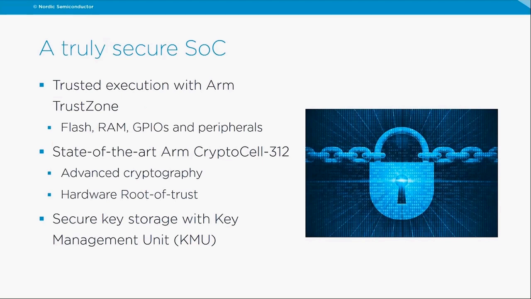It's a truly secure SoC. It offers trusted execution with the Arm TrustZone, so that you divide the flash, RAM, GPIOs, and peripherals into secure and non-secure. You have the state-of-the-art Arm CryptoCell 312. This is an upgrade from the 310 that we are using on the other devices. And this offers advanced hardware-accelerated cryptography. And together with the key management unit, this offers a root of trust and secure key storage.